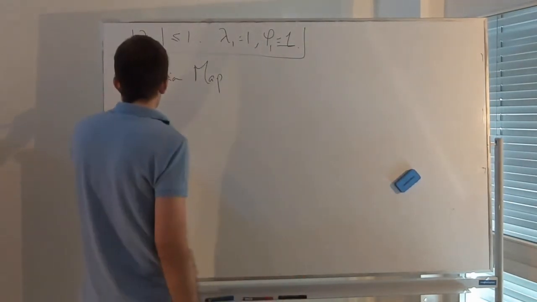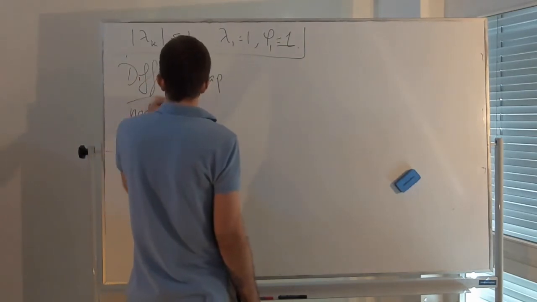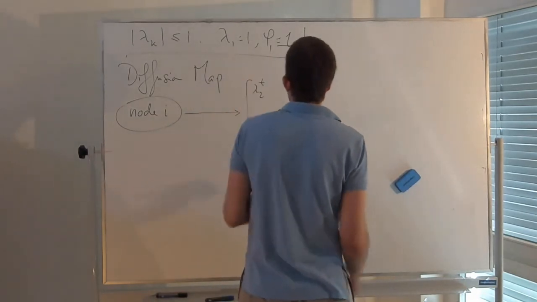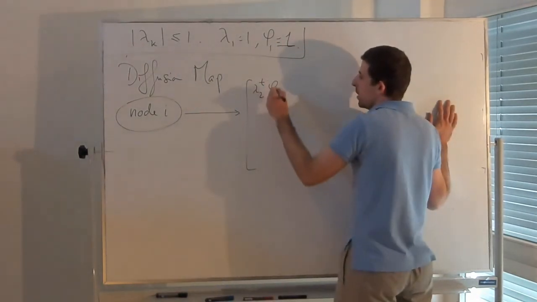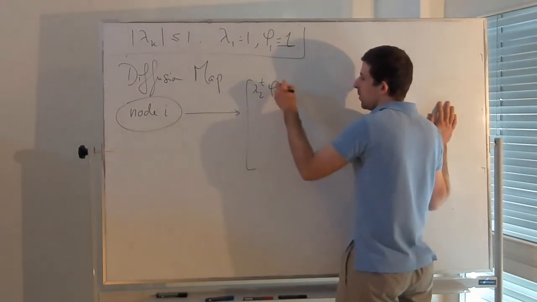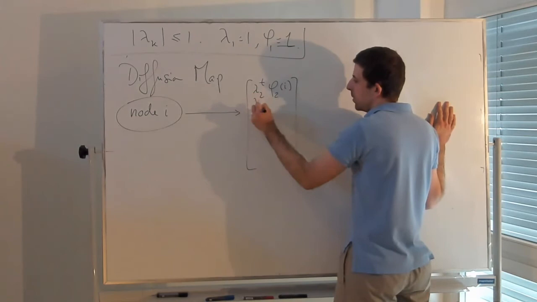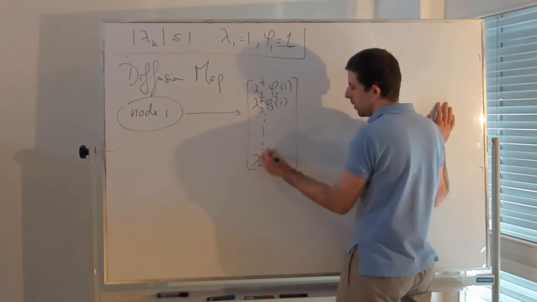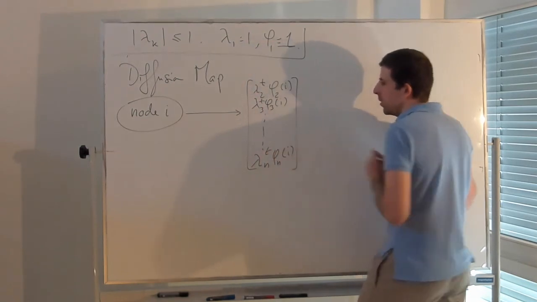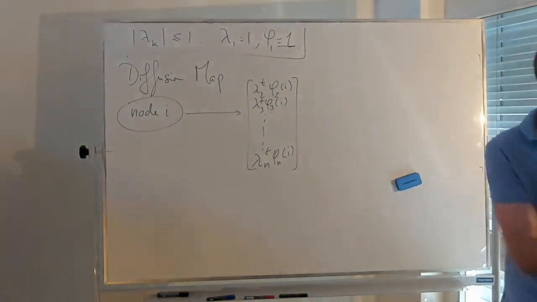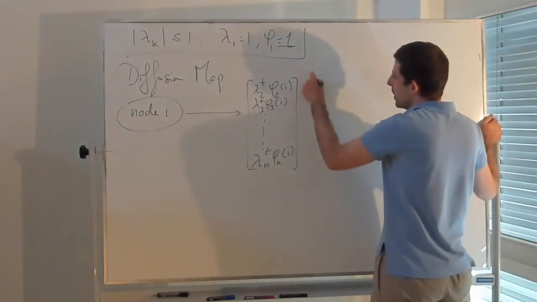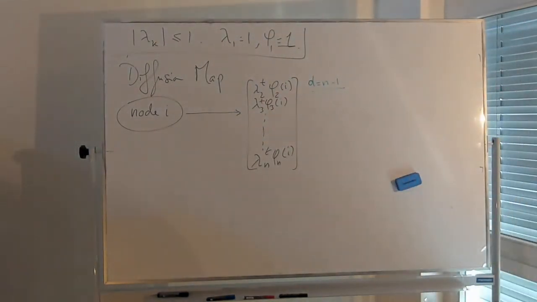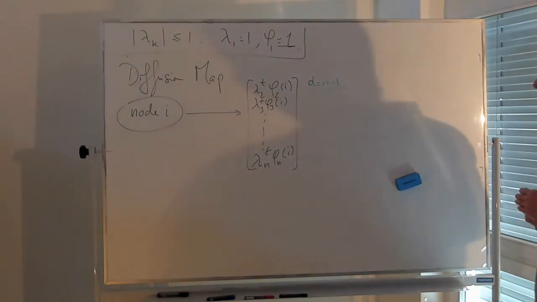We can send node I to lambda 2 to the t phi 2 at node I, lambda 3 to the t phi 3 at node I, and so on. Now we've already improved a little because our dimension d is equal to n minus 1. So we gained one dimension. It's a start, but it's not a lot. But now how can we go further?